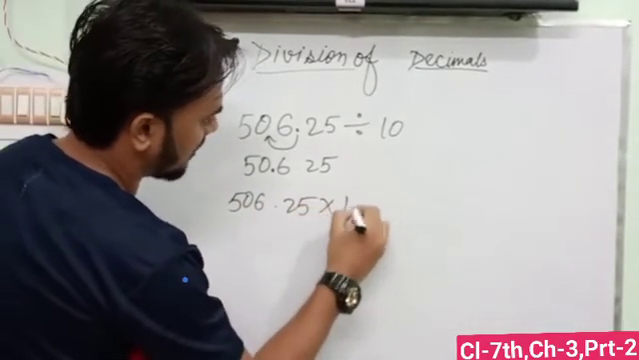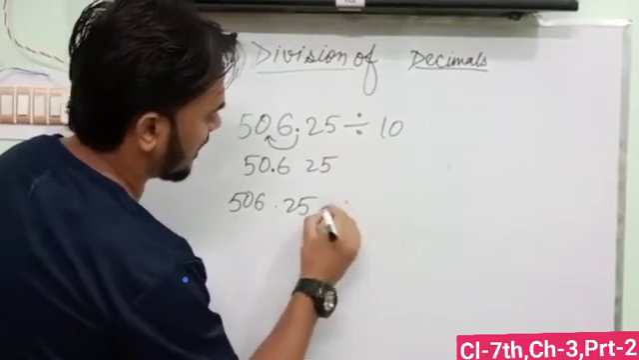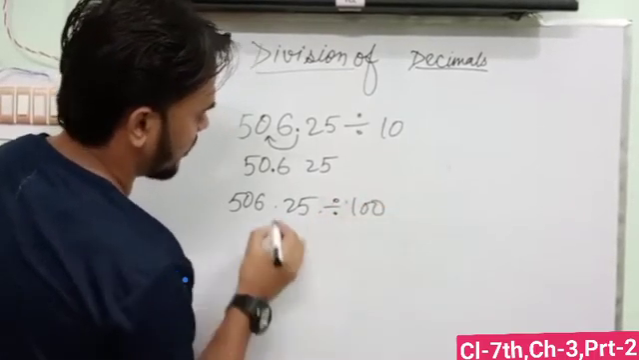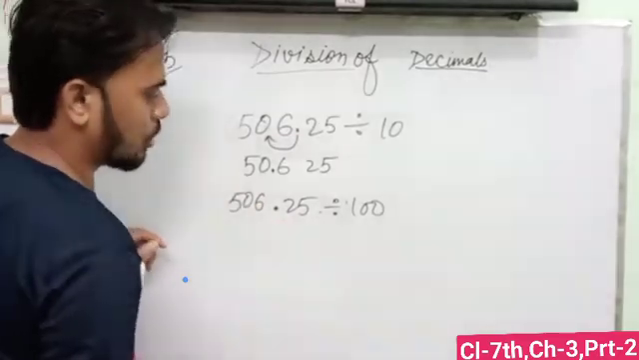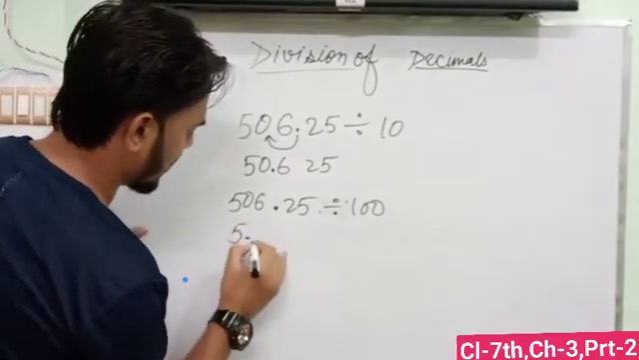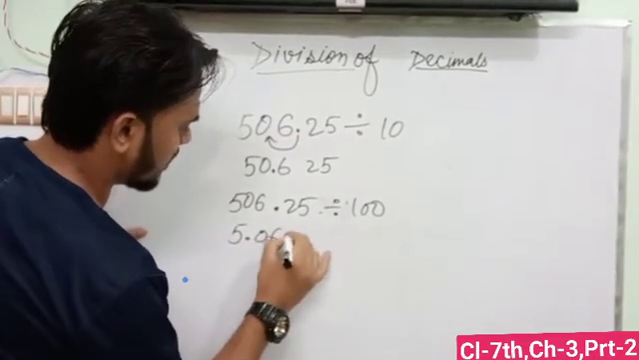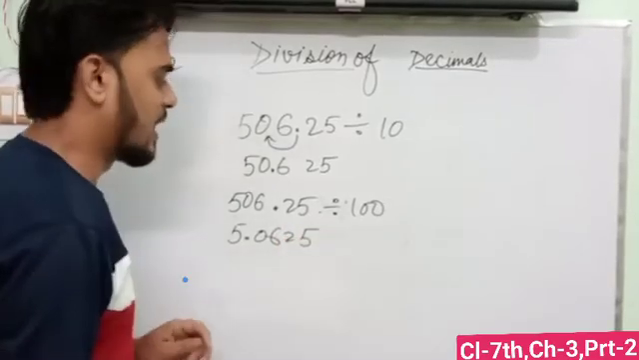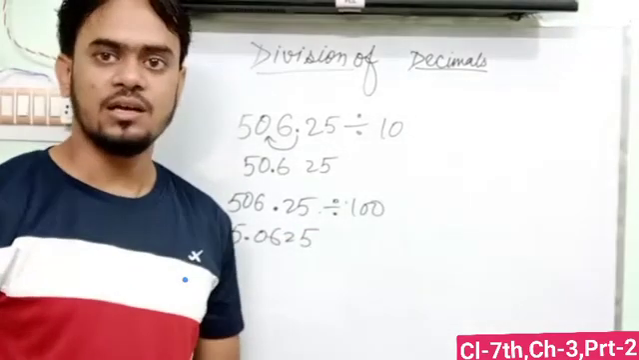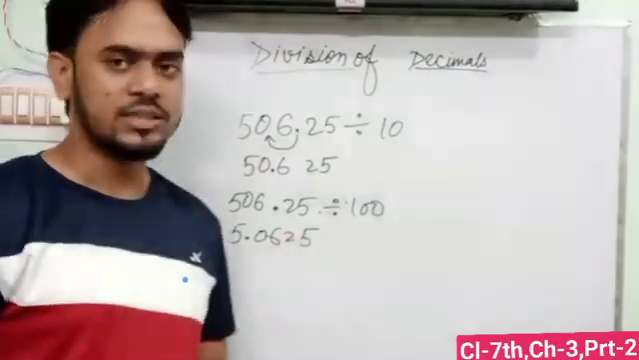Same here, if this number is divided by 100, the decimal shifts by 2 digits. That means your decimal will come here, 5.0625, and the same for division by 1000.